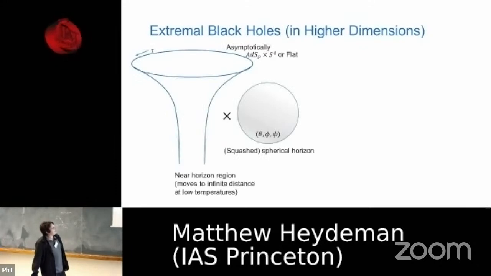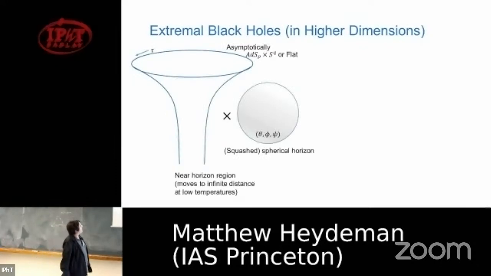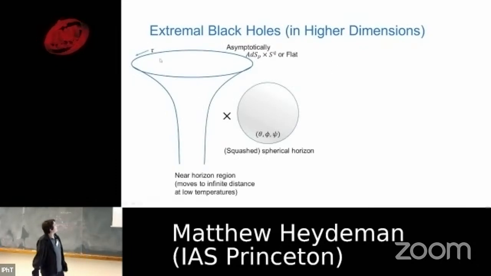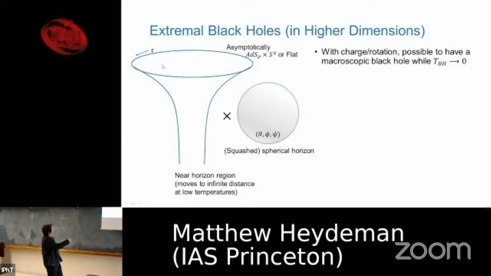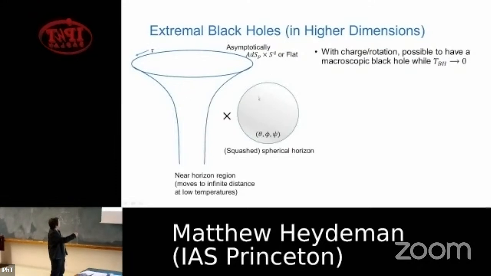I think almost every talk has had something to say about this, so I won't spend too much time here. Now I'm drawing this funnel shape that we've seen before. I've been a little agnostic about what we put down here, but I want to emphasize that I'm really going to be in periodic Euclidean time all the time. So the angular direction, tau, will be a circle at asymptotic infinity. It'll also be a circle of length beta.